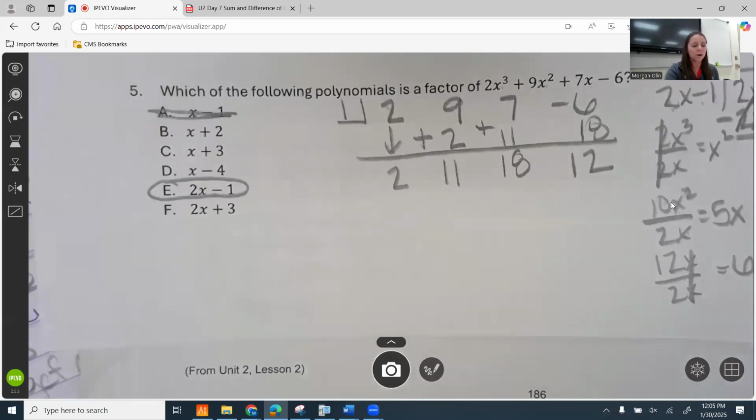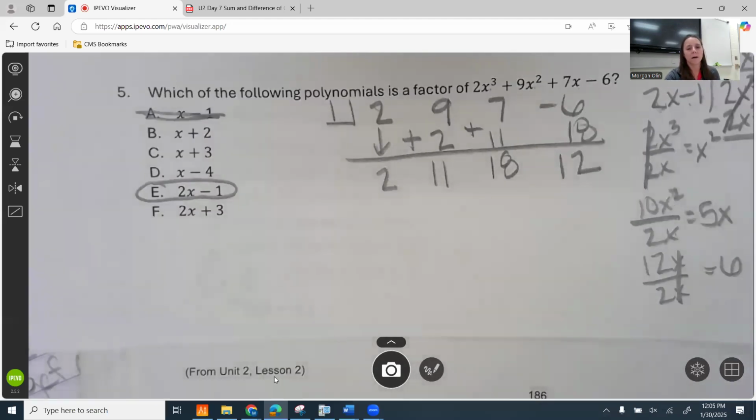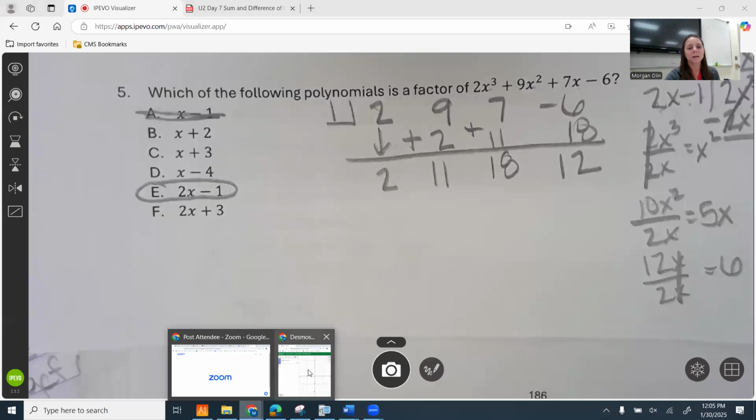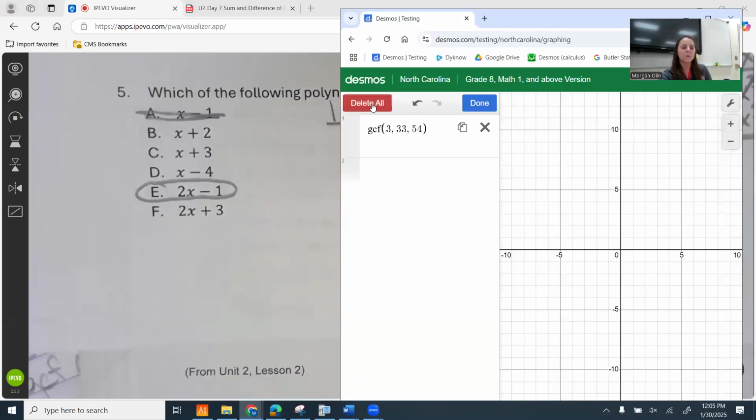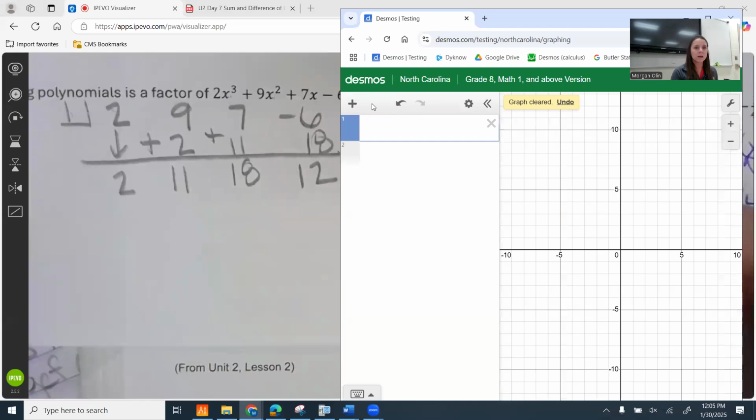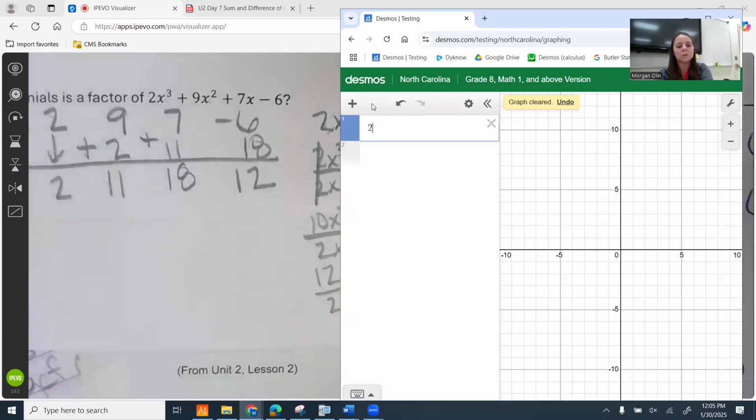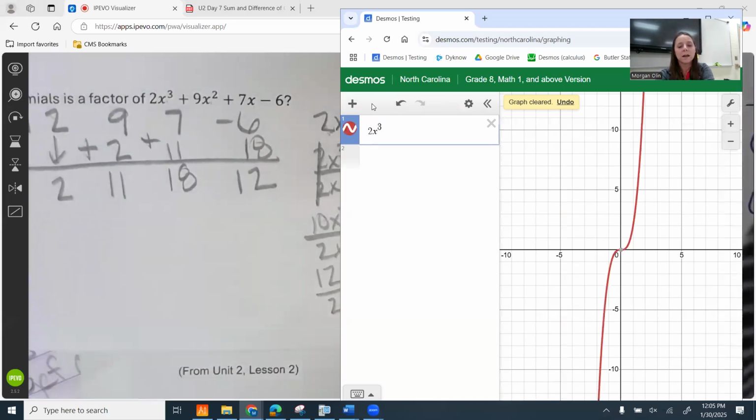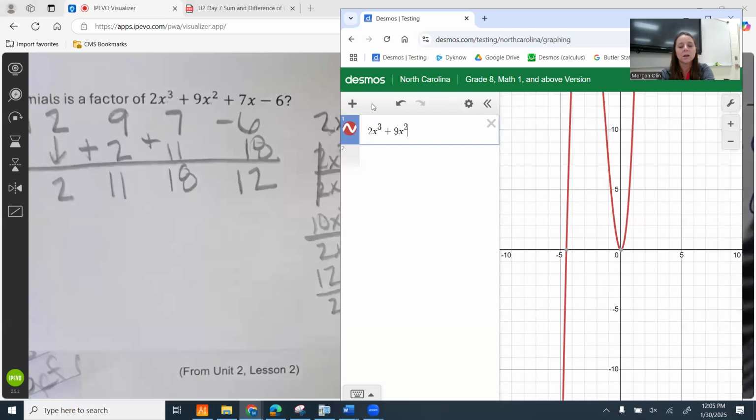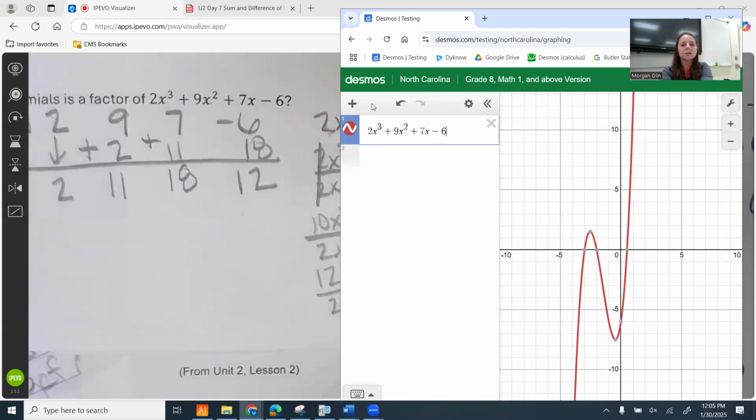Now, that's a lot of work. Think about the warm-up. What we can do is we can take Desmos, and we could take this polynomial and plug it in. So 2x cubed plus 9x squared plus 7x minus 6. What do you remember we can look at to figure out factors? Well, if you said roots or x-intercepts, you are correct. So I'm going to hit them all.